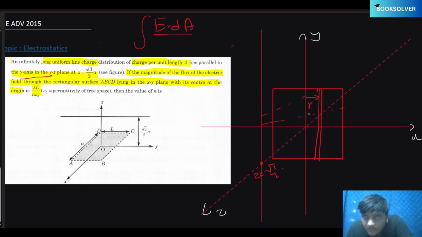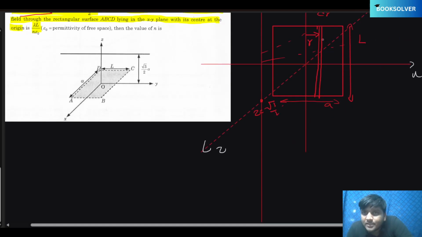Let me clear this. On the x-axis, the total length is a, so we mark this length as a, and along y the length is L, so this length is L. Now if we take a small component dr, what will be the flux passing through it? How will we describe this?